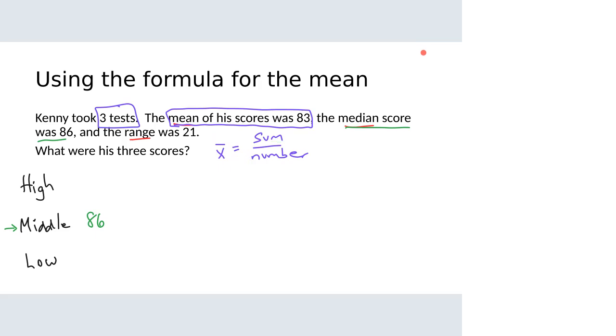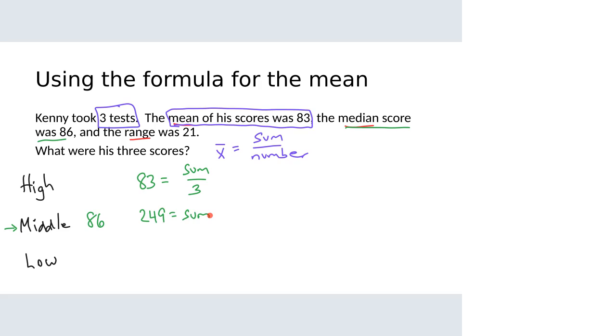All right, so let's see here. I know the mean was 83. I don't know the sum, but I know there were 3 scores. So I'm going to multiply both sides by 3 and find out that the sum of his test scores is 249.